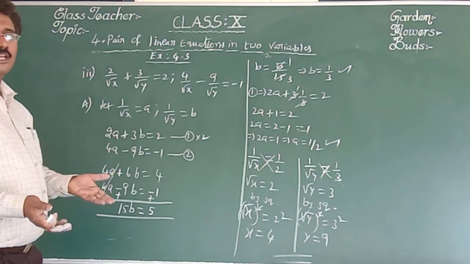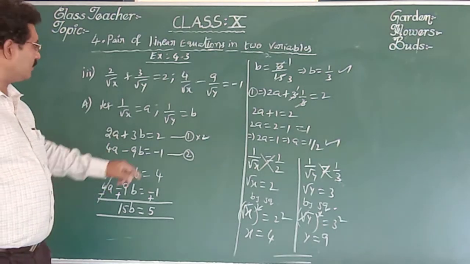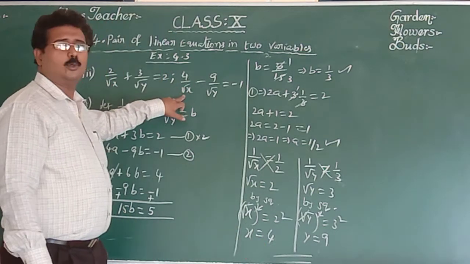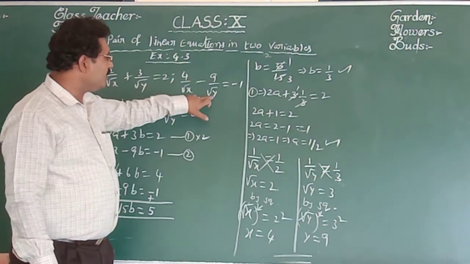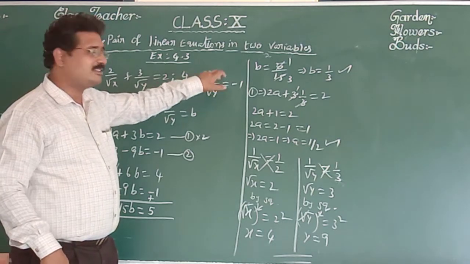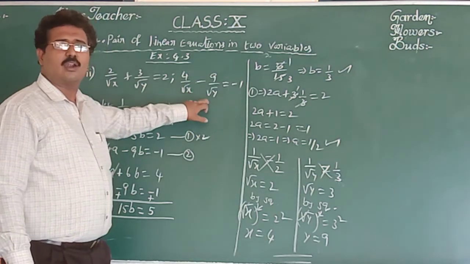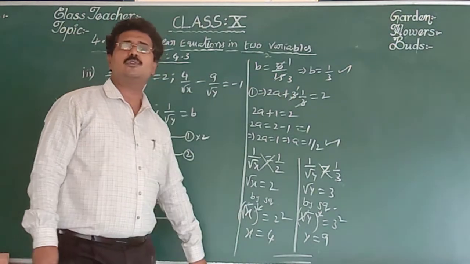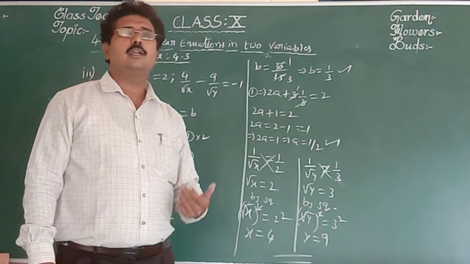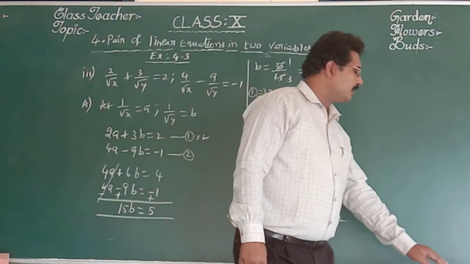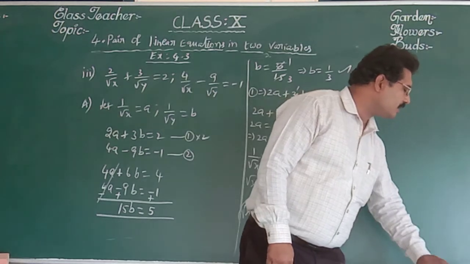Even if you substitute in the second equation also, it will be satisfied. 4 by root x means root 4 is 2. What is 4 by 2? 2. Minus 9 by root y, root 9 is 3. What is 9 by 3? 3. 2 minus 3 is what? Minus 1. Hence it is satisfied. Therefore, what is the required solution? x is equal to 4 and y is equal to 9 is the required solution. So, all the problems are like this.